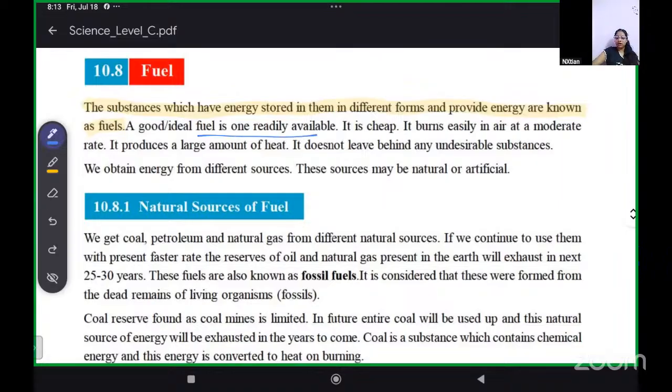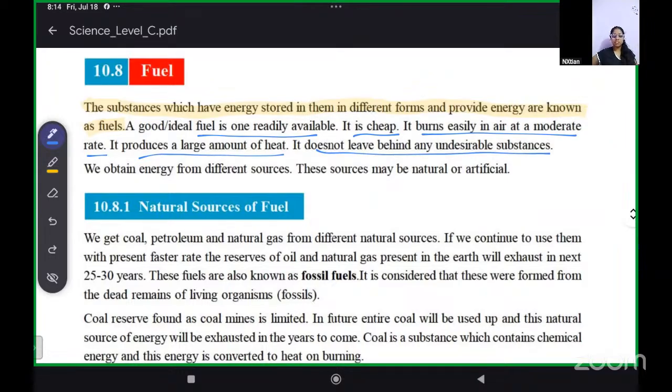A good or ideal fuel is the one which is readily available, means we can easily get it. We can get it for a low price, which is cheap, which burns easily in air at a moderate rate, and produces a large amount of heat and does not leave behind any undesirable substances. This is what a good fuel is, or what an ideal fuel is, which follows all of these conditions.